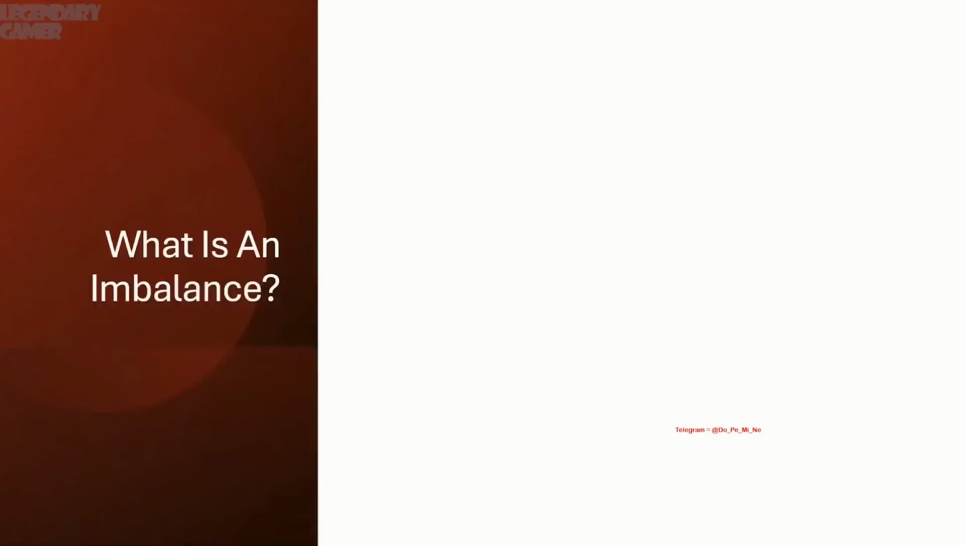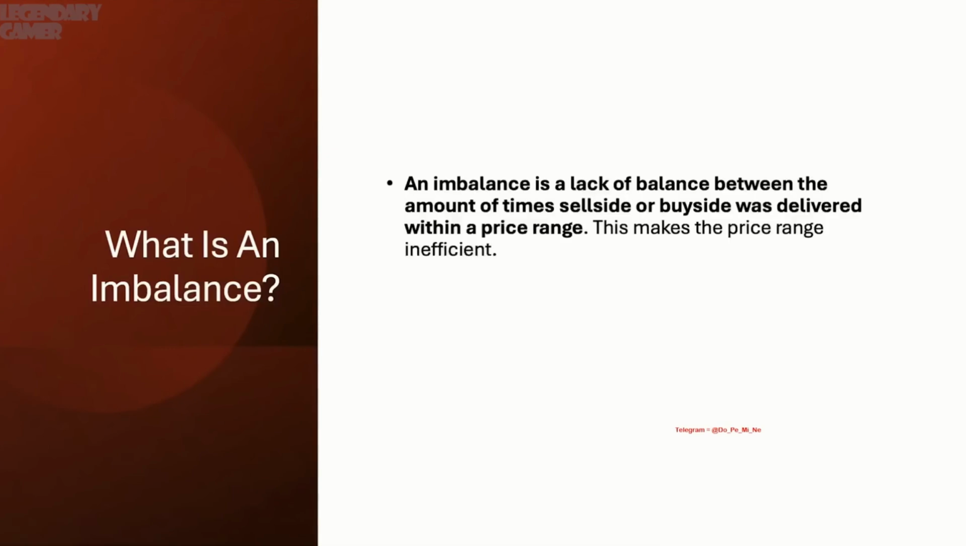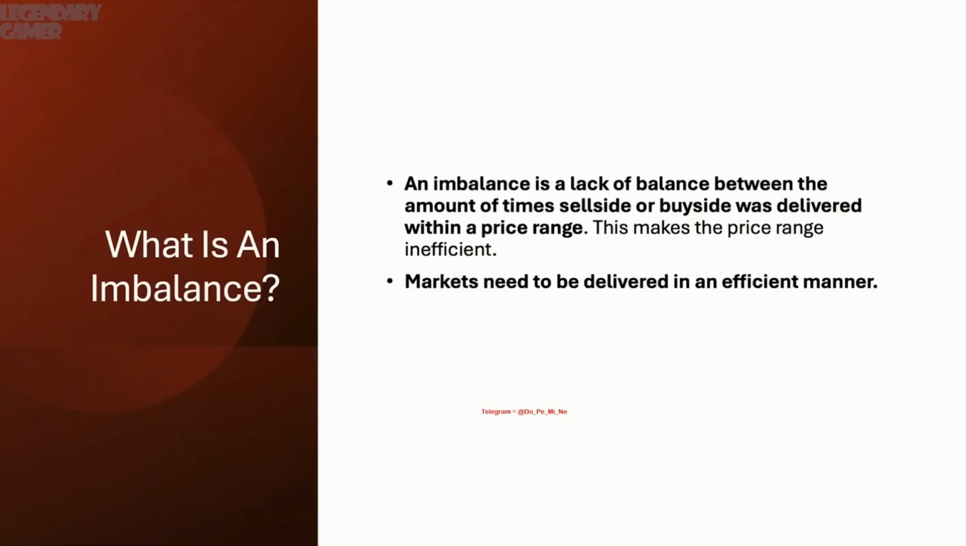What is an imbalance? An imbalance is a lack of balance between the amount of times sell side or buy side was delivered within a price range. This makes the price range inefficient. The reason why it's very important to know when a price range is inefficient is due to the following. Markets need to be delivered in an efficient manner if they're algorithmically driven. If the price range is not efficient yet, the market is not allowed to expand towards the next price range. That right there is a key note.